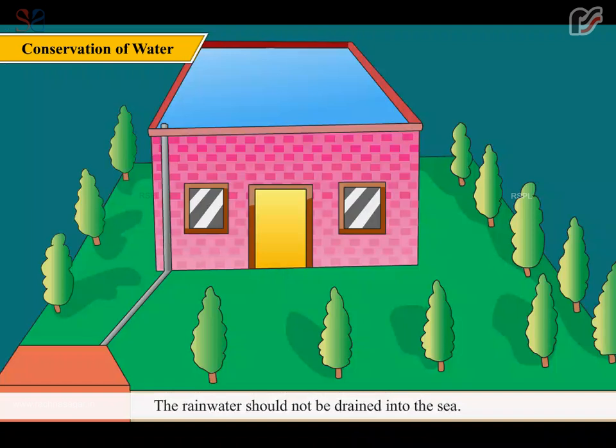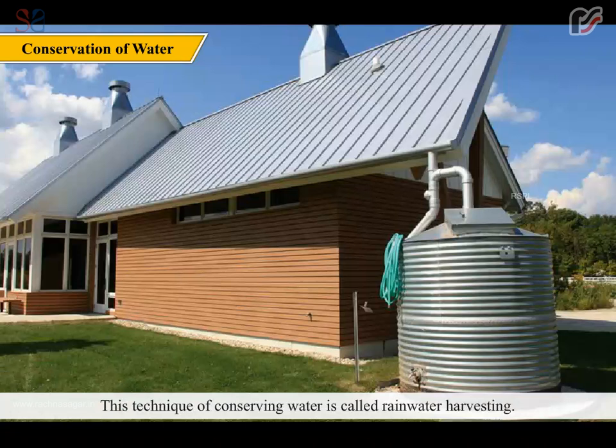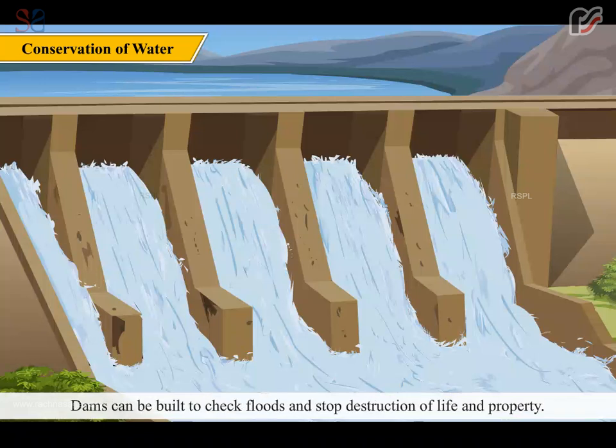The rainwater should not be drained into the sea. In fact, it should be collected in reservoirs and used for our daily need. This technique of conserving water is called rainwater harvesting. Dams can be built to check floods and stop destruction of life and property.